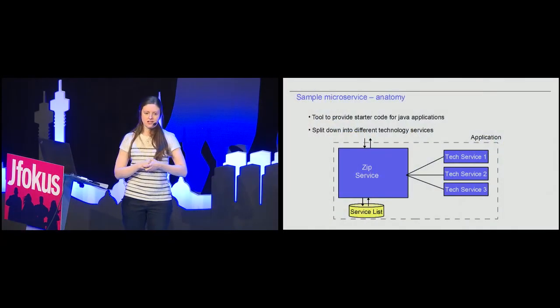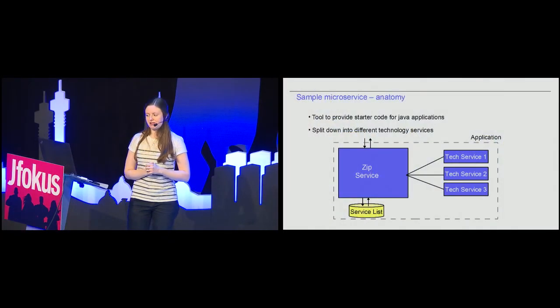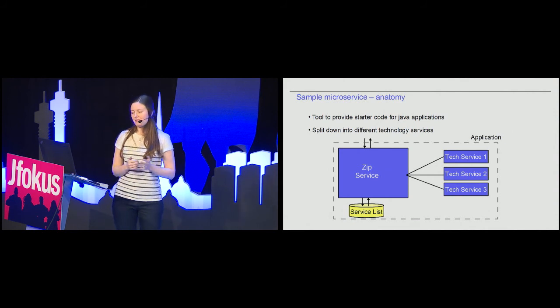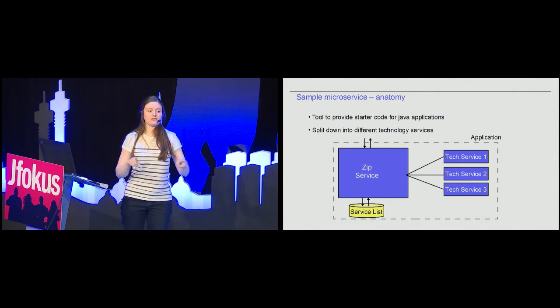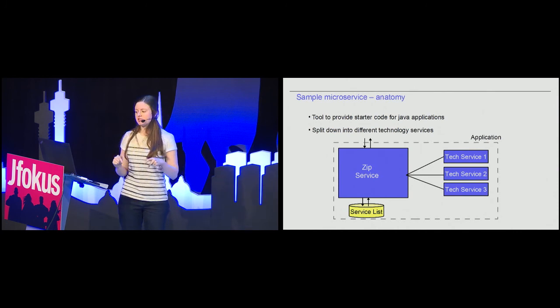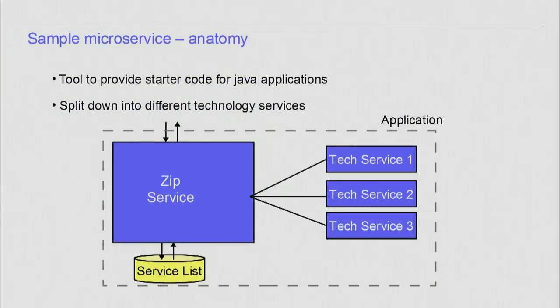So this is the sample microservice anatomy that I've shown. The dotted grey line around the outside is the whole application. And then we have blue boxes, which I've put to indicate the different services. So you can see there we have the zip service that I mentioned earlier, and that's the service that my team would own, for example.